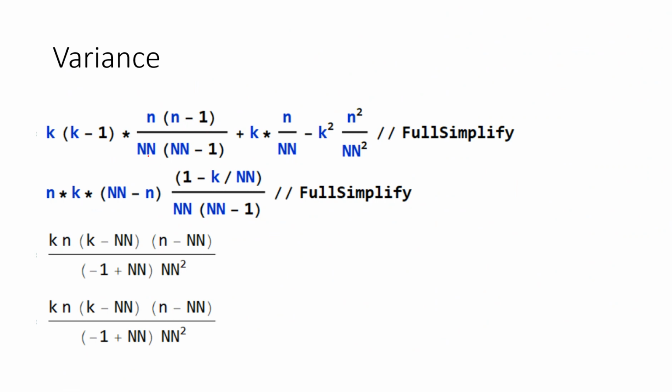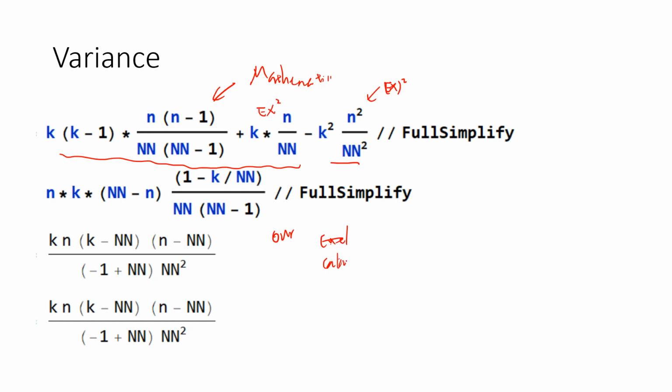By the way, I use Mathematica to help us, just for fun. So this is E[X squared]. You can simplify and check with the textbook answer, and then you will see they are the same. So that means our calculation is correct.